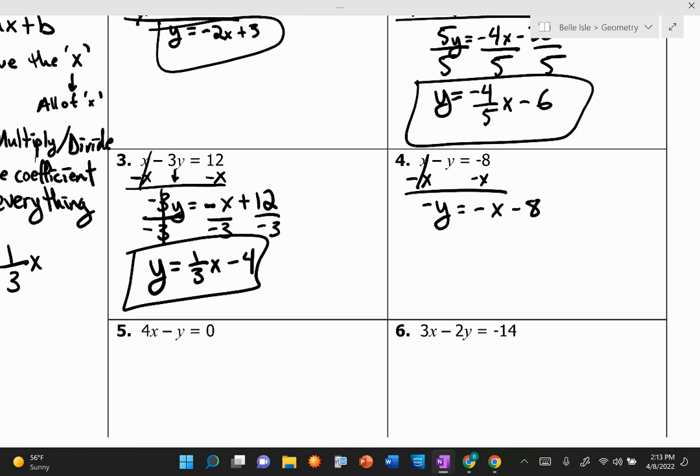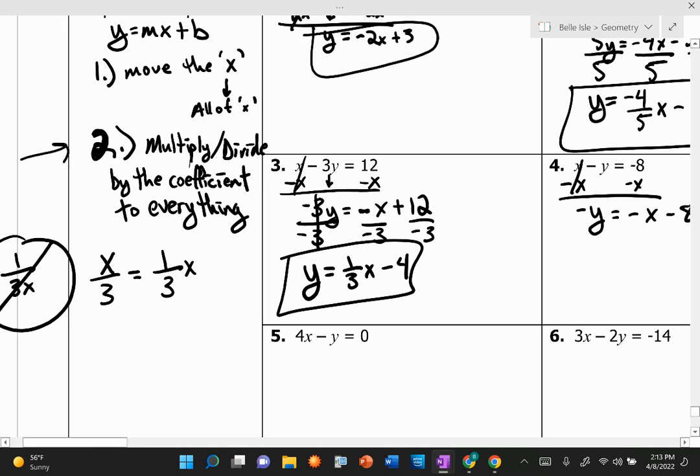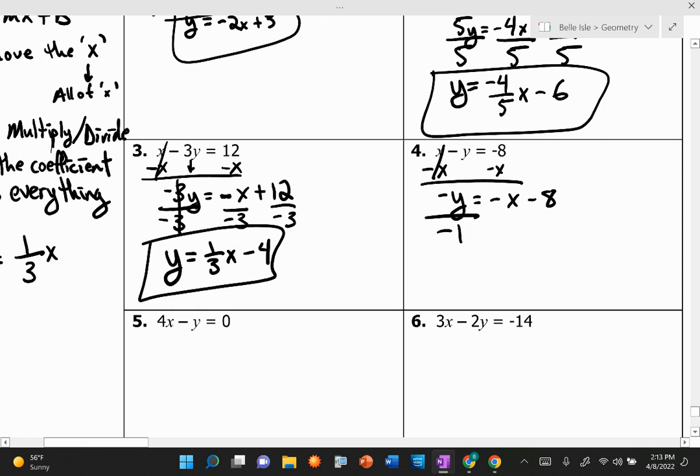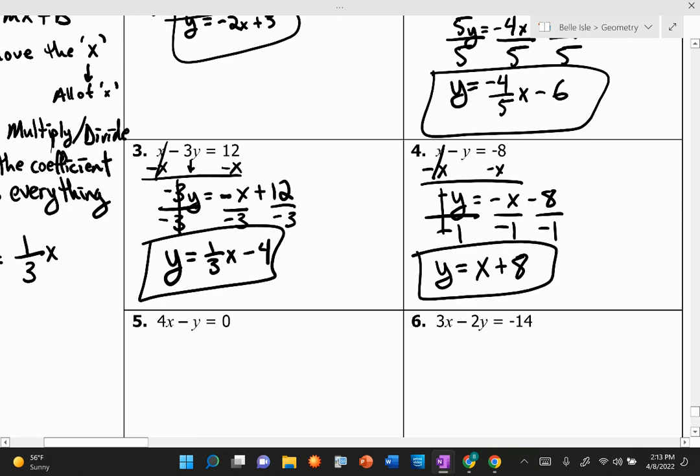It's the same thing with any variable. So that y technically has a negative 1 attached to it. How do you get rid of the negative? By doing step 2, which is multiply or divide by the coefficient. Okay? I am going to divide by the coefficient. Where? To everything. The negatives cancel out. Y equals. What happens to the x? Negatives cancel out. And then negative 8 divided by negative 1. Let's see. Good job. Okay.